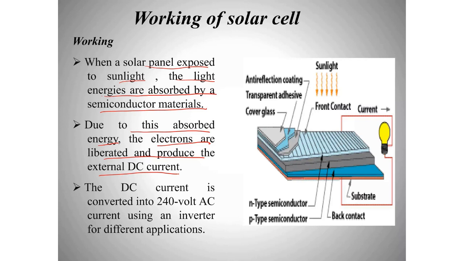Now, as the DC current will be produced, it should be converted into AC current, right? That is, it should be converted to AC current, and the conversion will be possible only by the use of an inverter for different applications. Now we will discuss this a little bit more briefly.